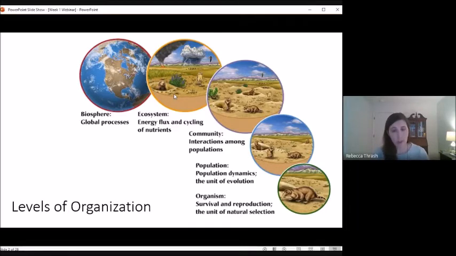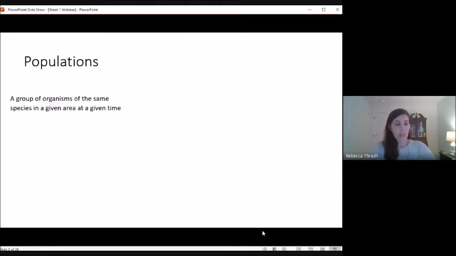So the largest level of organization is the entire biosphere. So this is every living thing on the globe, considering how global processes like climate and seasons and things like that may be affecting them. So let's dive into some of those more specific levels of organization. And the first one is populations. So remember that a population is a group of organisms that are in a given area at the same time. Now these must be the same species, meaning that they can interbreed and make viable offspring together.